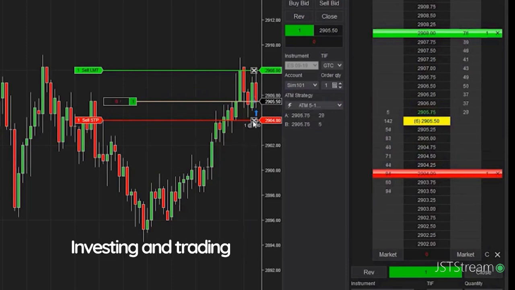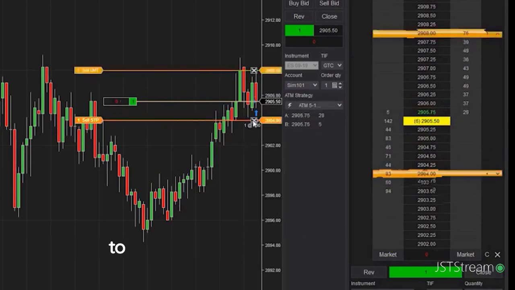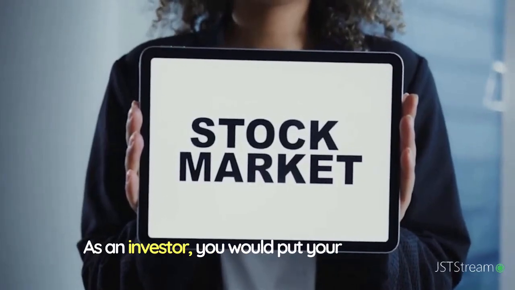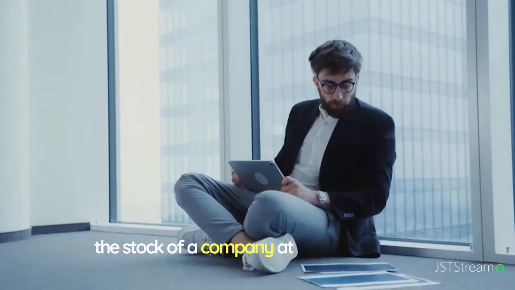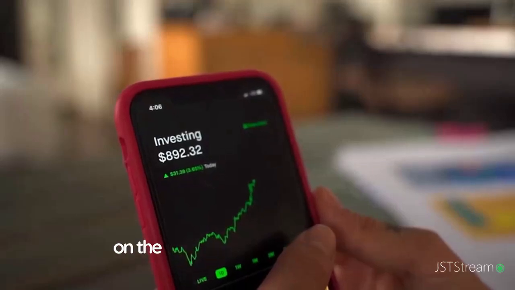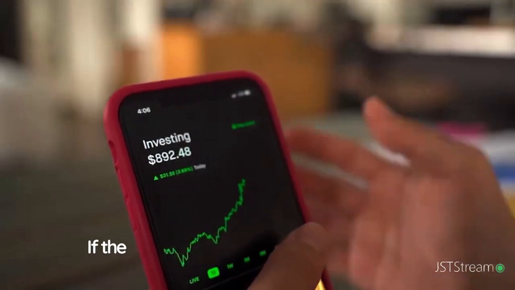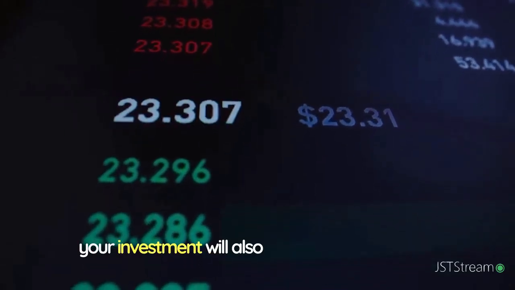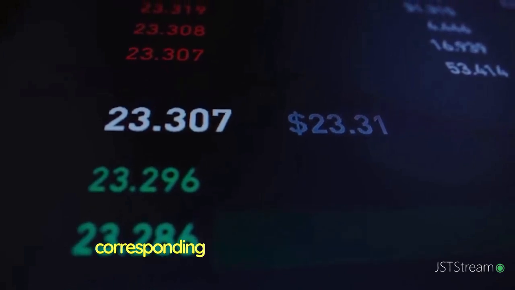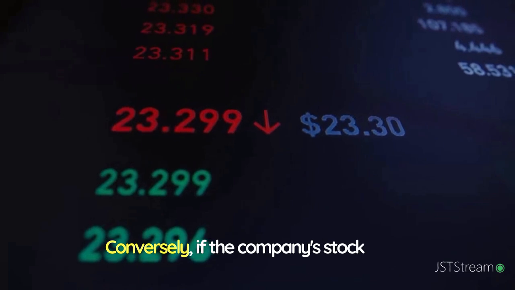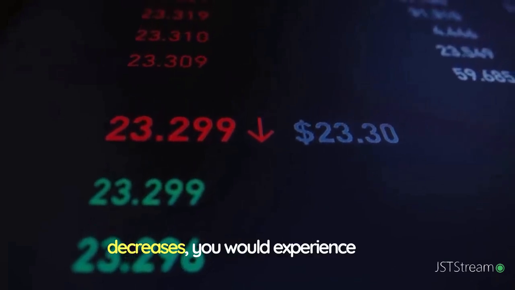Investing and trading are two distinct approaches to participating in the financial markets. As an investor, you would put your money into the stock of a company at its current value. Your profit or loss would depend on the performance of that company. If the value of the company's stock increases, your investment will also appreciate at the ratio corresponding to the amount you invested. Conversely, if the company's stock value decreases, you would experience losses.